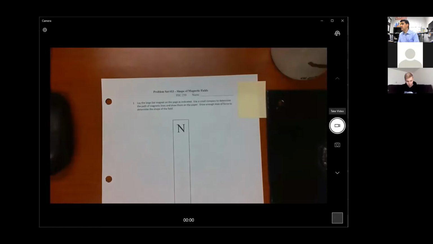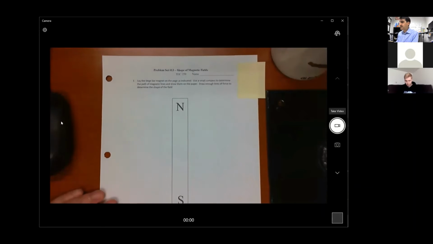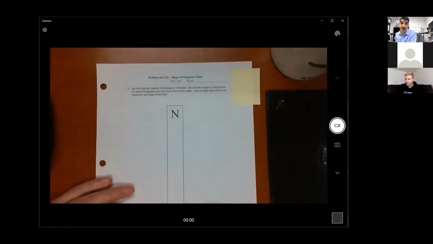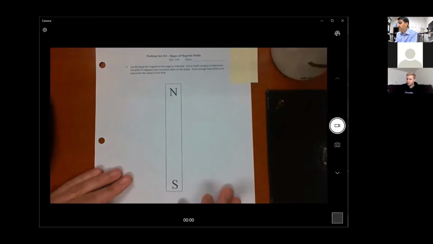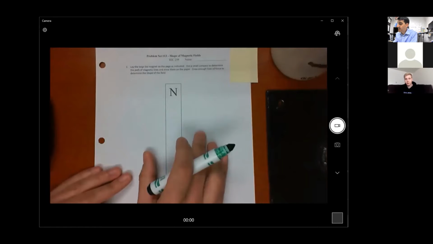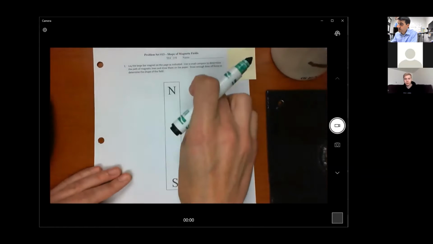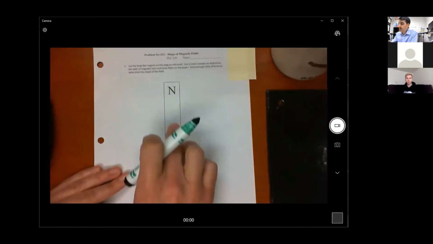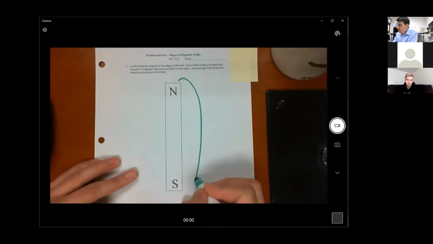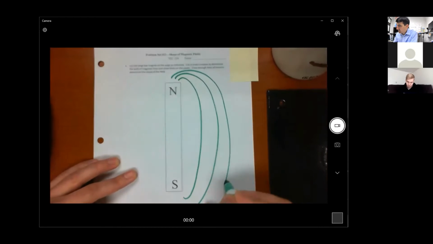Okay, so here's problem set number 13 that you already submitted. And we actually talked about most of it last week. So this probably is not a big surprise. It shouldn't be any big surprise. You did this last week, half of you on Monday, half of you on Wednesday. You put the compass around here after you put a bar magnet here, and then you connected the lines, and the lines should have looked something kind of like this.